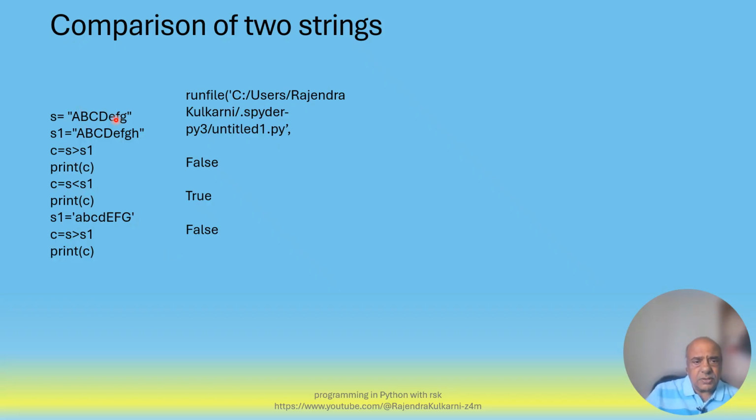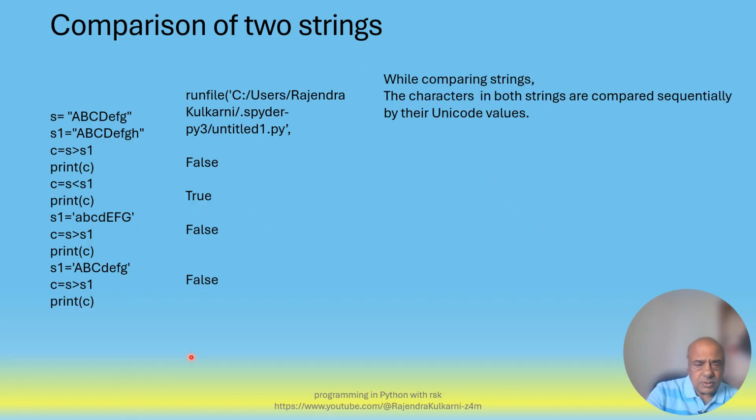So S greater than S1 with these values is false, S less than S1 with these strings is true, S greater than S1 with this S string and S1 string is false. Again S1 has been changed to ABC, then small d or lowercase d E F G, whereas S is ABC and D all in caps and EFG in small case. Now S greater than S1 will be false.